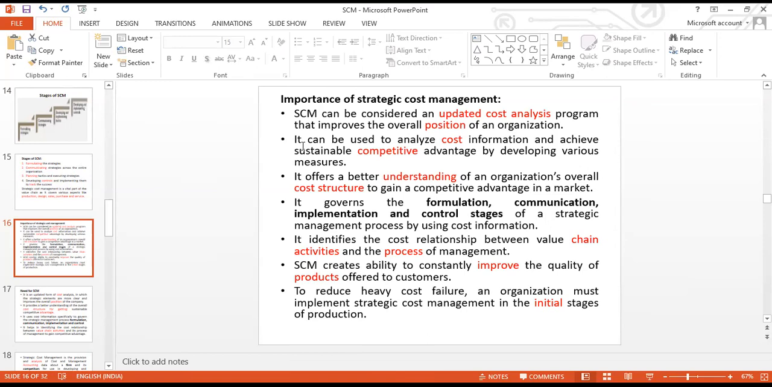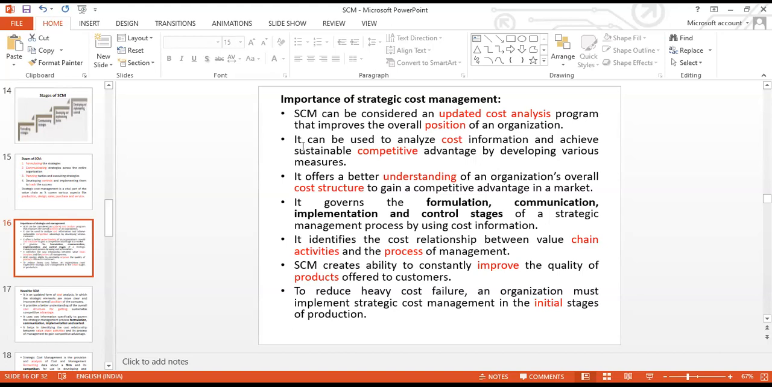Now, the next one is to reduce heavy cost failures. The organization must implement strategic cost management in the initial stages of production. Okay. So here we should have flexibility in various cost policies. If there is scope to reduce, we can reduce. If there is no scope, then we have to find other alternatives.